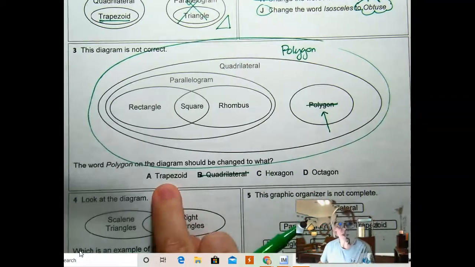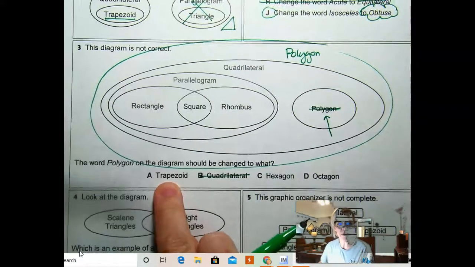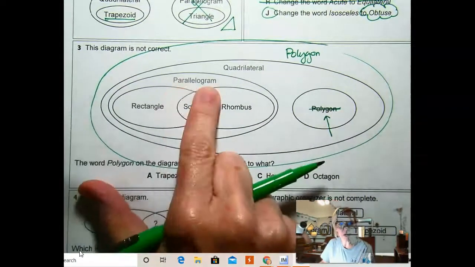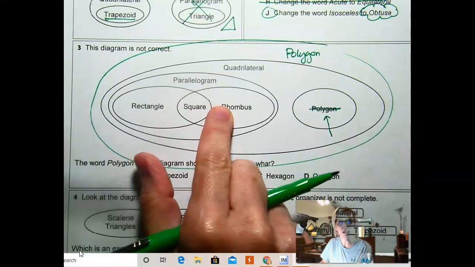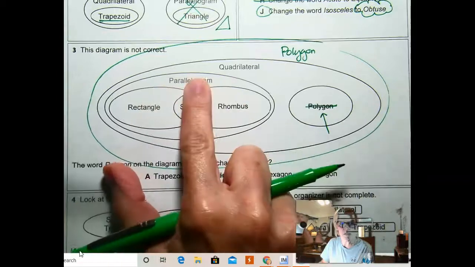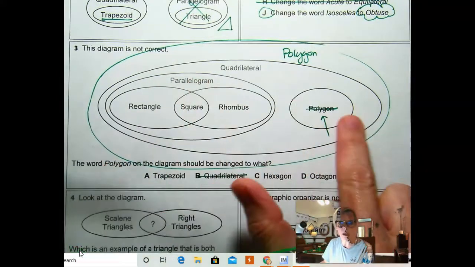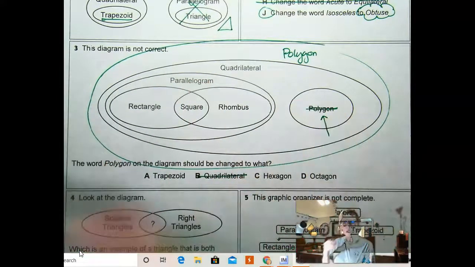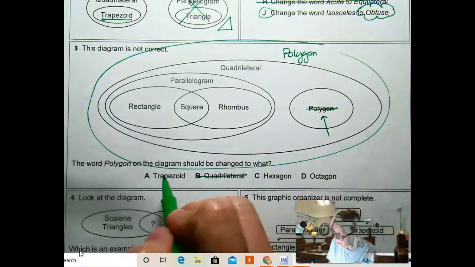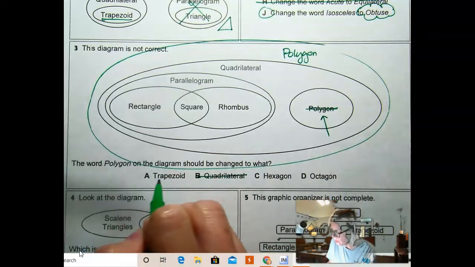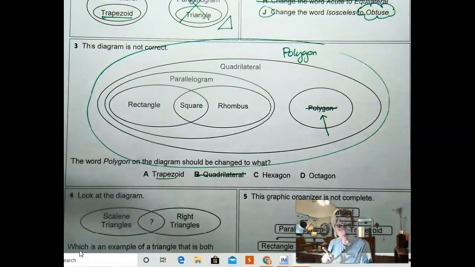How about a trapezoid? What do we know about a trapezoid? Well, we have these separated over here. We have parallelograms, rectangles, squares, rhombus. Those are types of parallelograms. Now, a trapezoid, does it belong in quadrilateral world? Yes, a trapezoid does have 4 sides. Its only rule is that it has exactly 1 pair of parallel sides. So I feel this might be the winner.